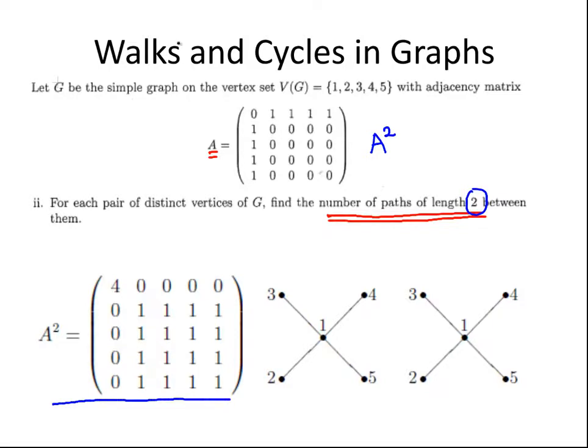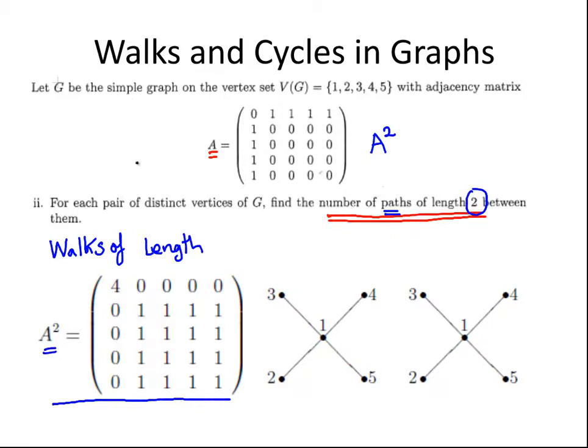Now importantly, we have to remember that we're asked for the number of paths of length 2. A path must have distinct sets of edges and vertices. So first off, what do we have down here? What I want to illustrate is that this is the number of walks of length 2. That is what we have in this matrix A to the power of 2.